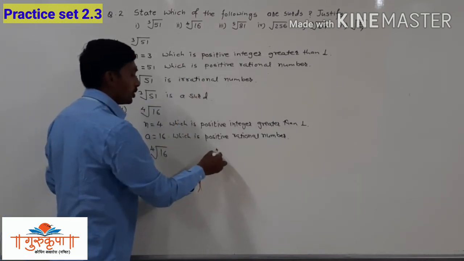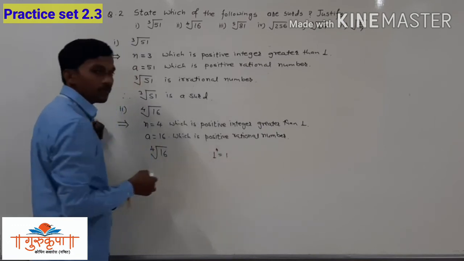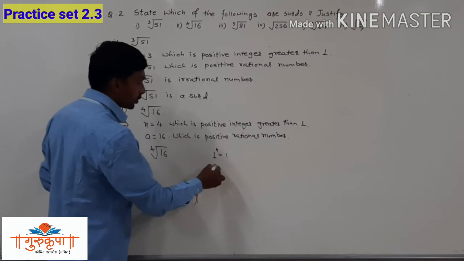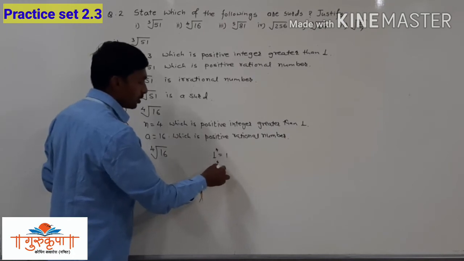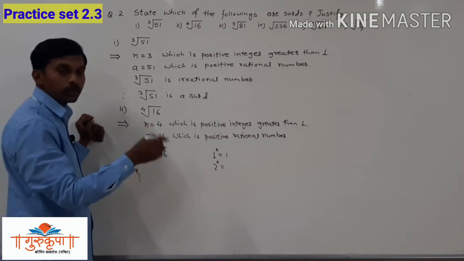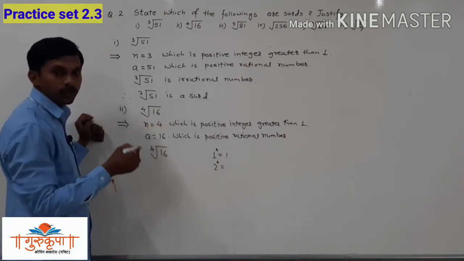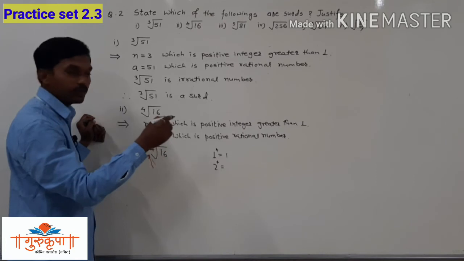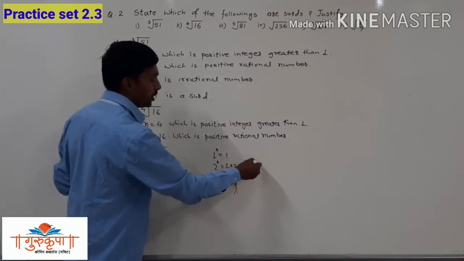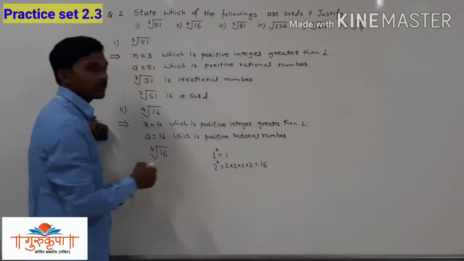1 to the power 4 is 1. 2 to the power 4 is, that is 2 into 2 into 2 into 2, 4 times. 2 multiplied by 2 multiplied by 2 multiplied by 2, and it is equal to 16.